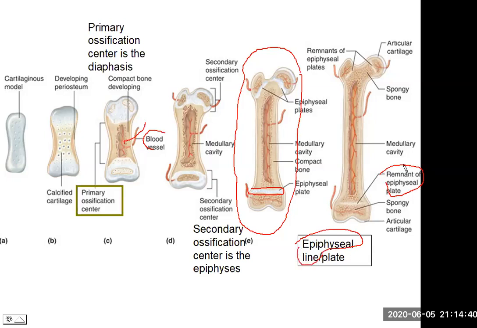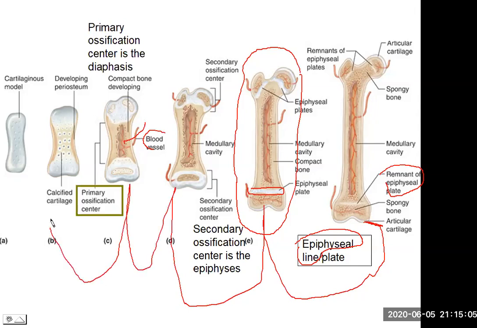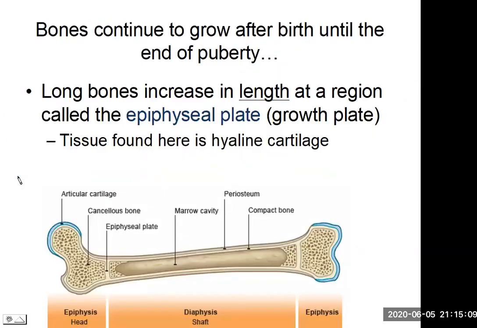Once the epiphyseal plate has been completely ossified, it is known as an epiphyseal line. And now we lose that potential for any more interstitial growth, for any more lengthening. Yet we do have, you notice here, the articular cartilage. This is truly the area of the bone that just had never been ossified. So let's see the details for that.